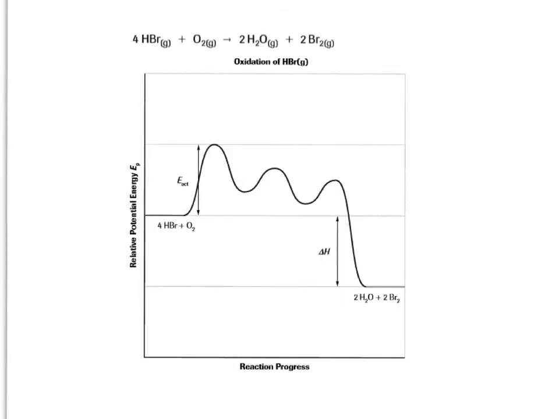All right, here's one. We've got a potential energy diagram for this reaction. 4 molecules of hydrogen bromide vapor will react with oxygen gas to produce 2 molecules of water vapor and 2 molecules of bromine. So our task is to come up with a reaction mechanism. Now there's hints in the graph.